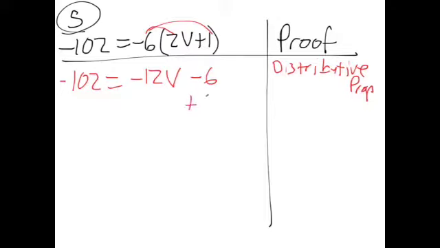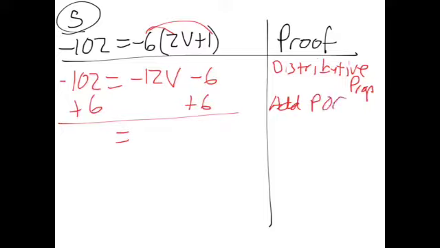And now I'm going to add 6 to get my v closer to being all by itself. If you add 6 to both sides, you're using the addition property of equality. And negative 102 plus 6 is going to give you a whopping negative 96. On the right side, we're looking at negative 12v. Well, that's when you get to the next step, which is just to simplify.